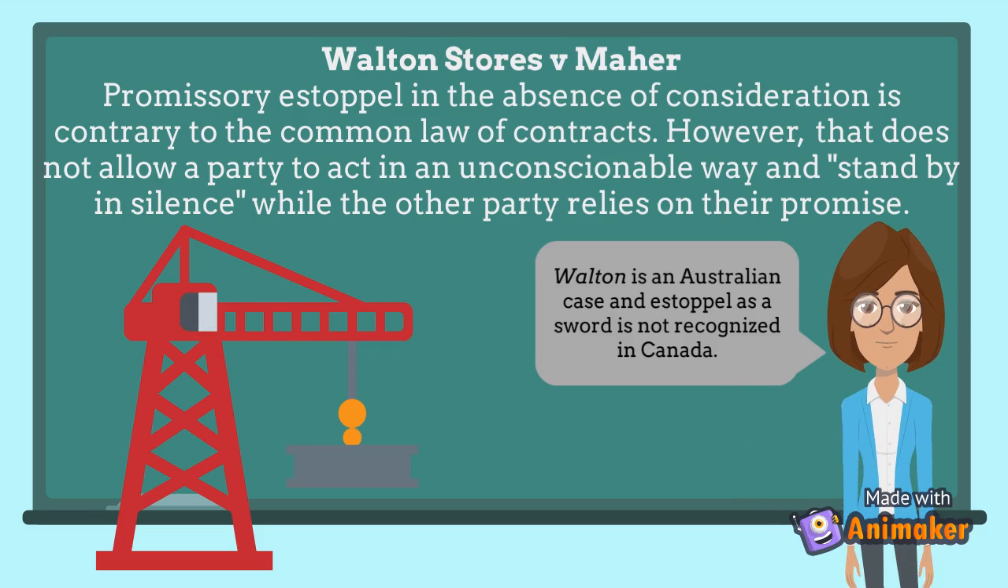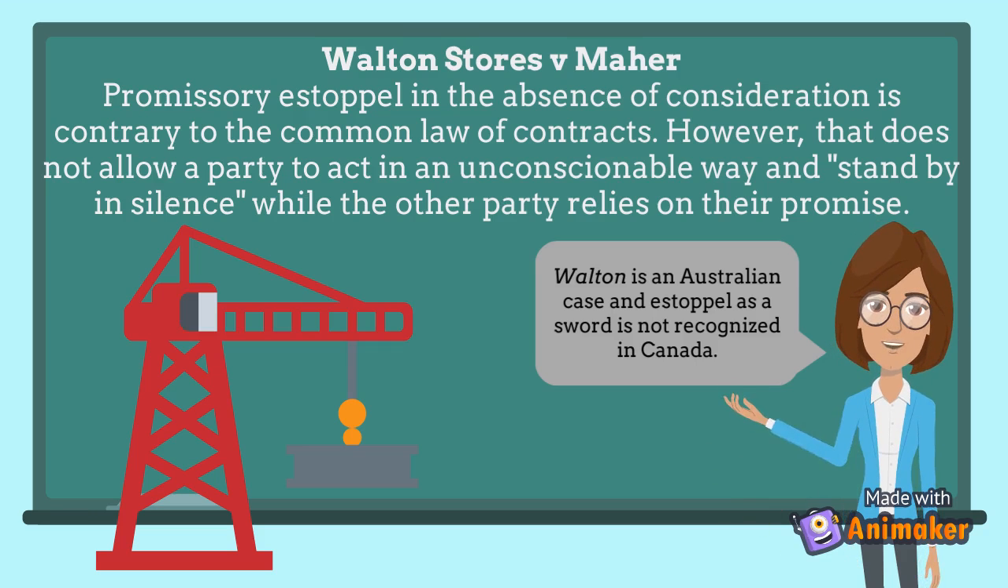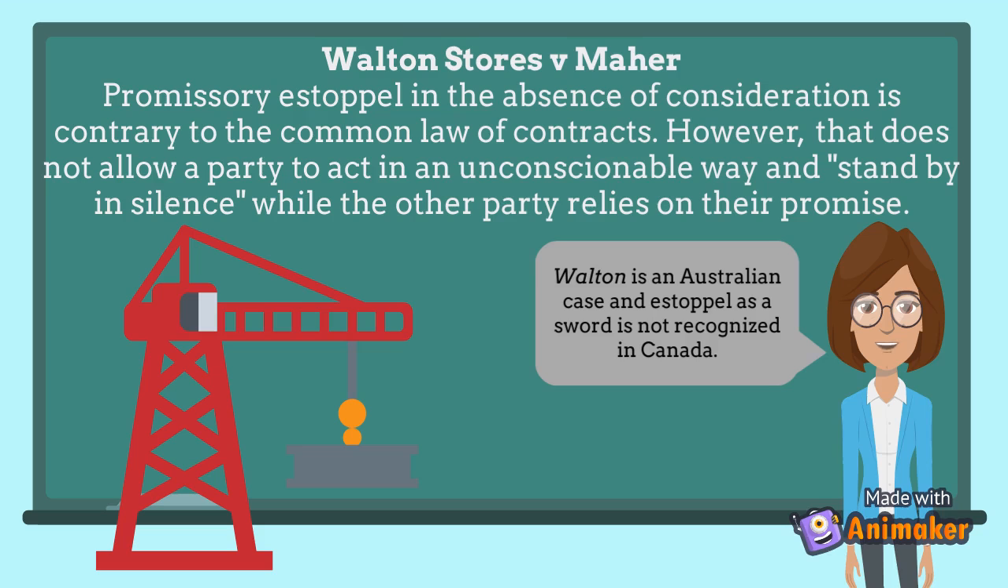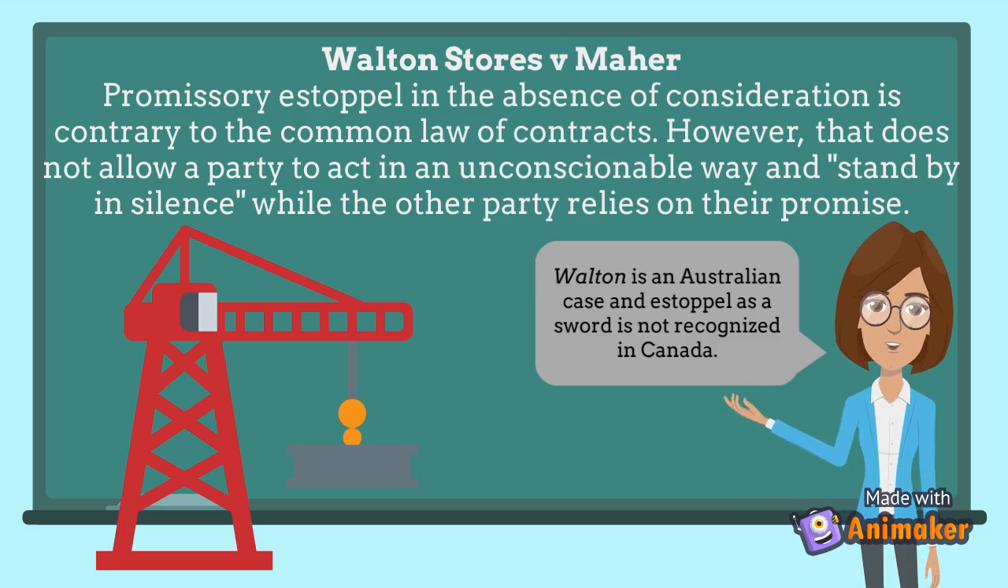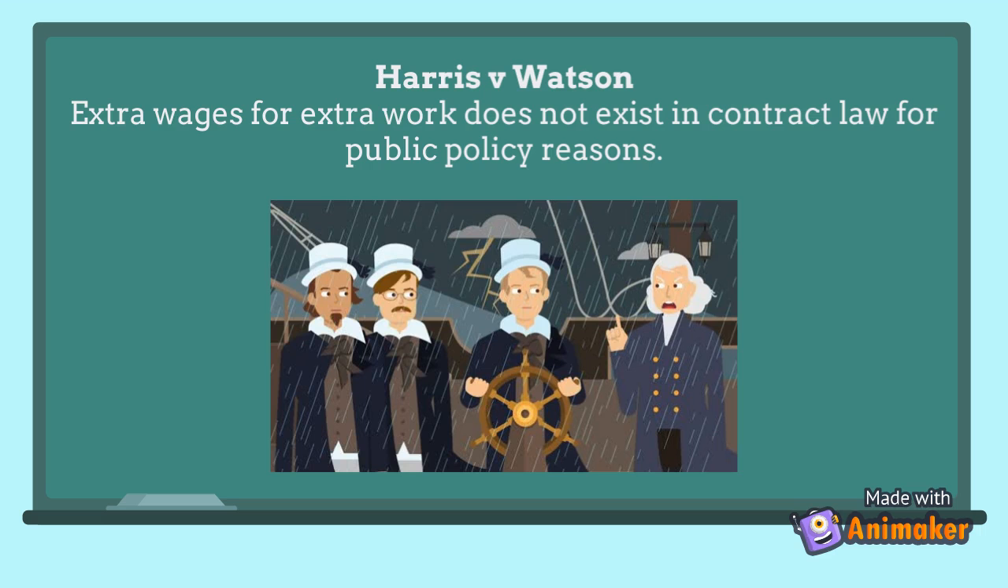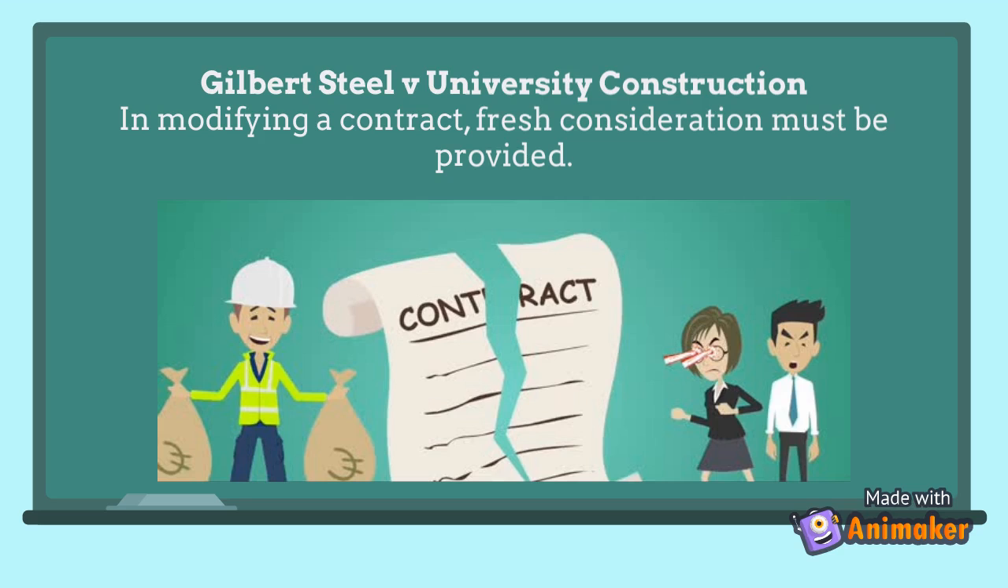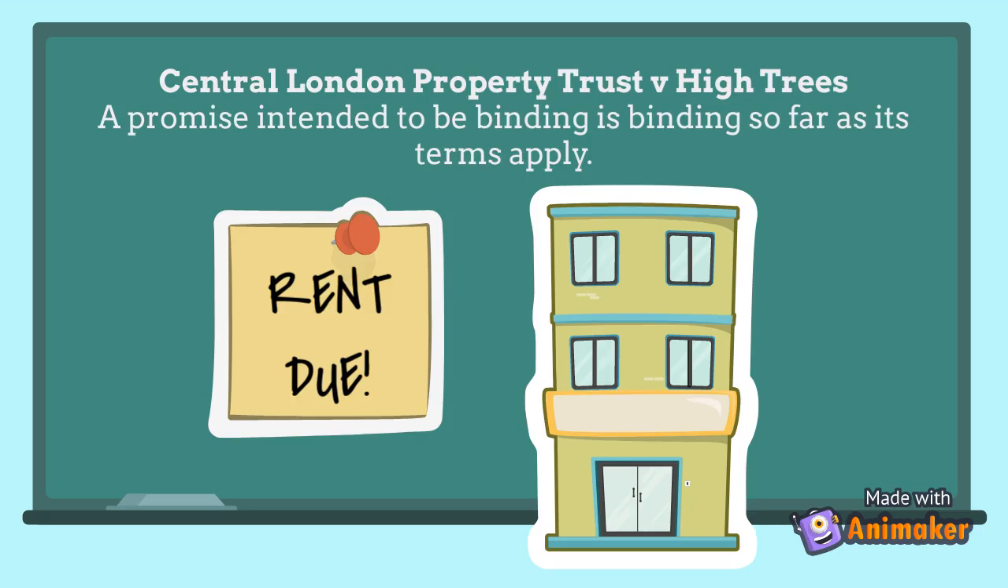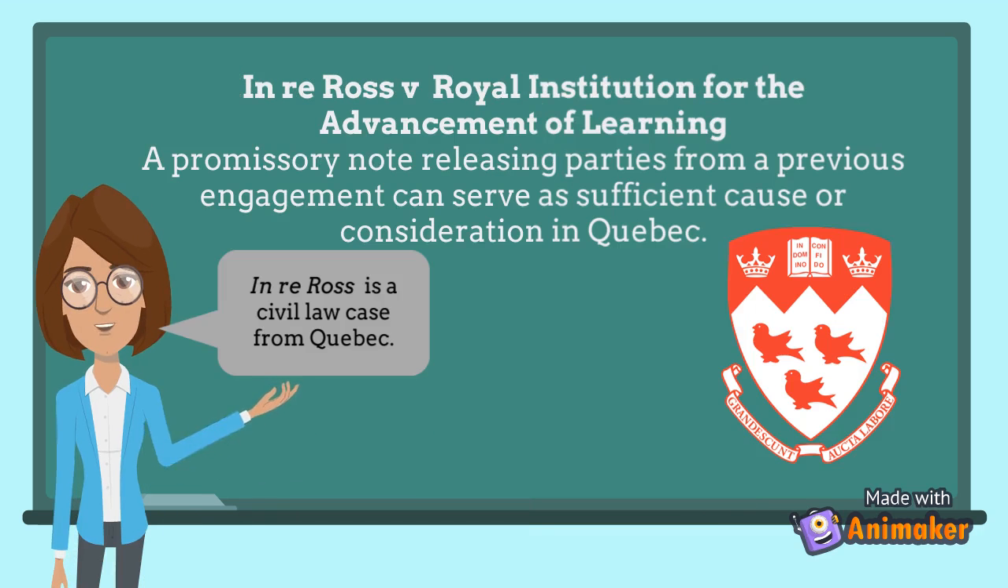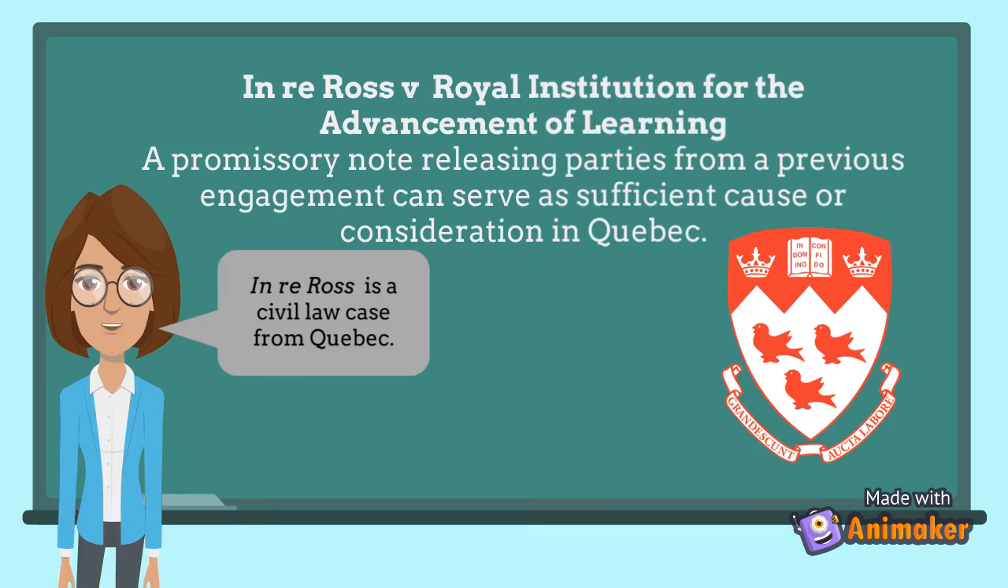Promissory estoppel in the absence of consideration is contrary to the common law of contracts. However, that does not allow a party to act in an unconscionable way and stand by in silence while the other party relies on their promise. Extra wages for extra work does not exist in contract law for public policy reasons. In modifying a contract, fresh consideration must be provided. A promise intended to be binding is binding so far as its terms apply. A promissory note releasing parties from a previous engagement can serve as sufficient cause or consideration in Quebec.